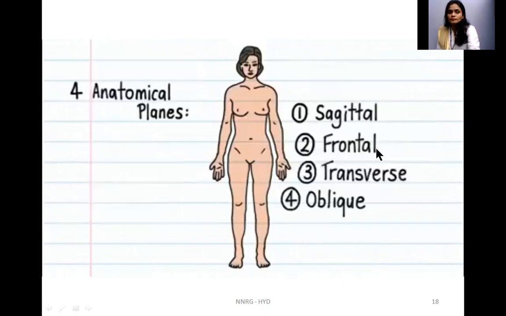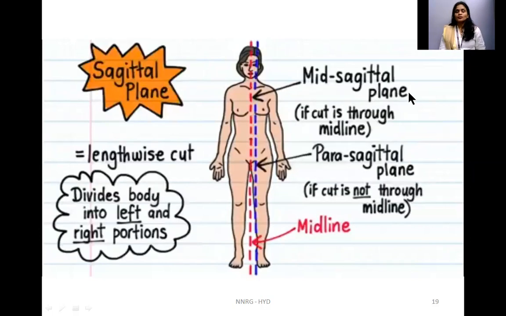The different anatomical planes in which the body or the organ is cut are sagittal, frontal, transverse, and oblique. The frontal is also called coronal, and transverse is also called cross section. So these are the four types of sections or cuts we make in the body. We will understand those now. The first one is the sagittal plane. Sagittal plane is cutting lengthwise. Okay, complete lengthwise you are cutting.